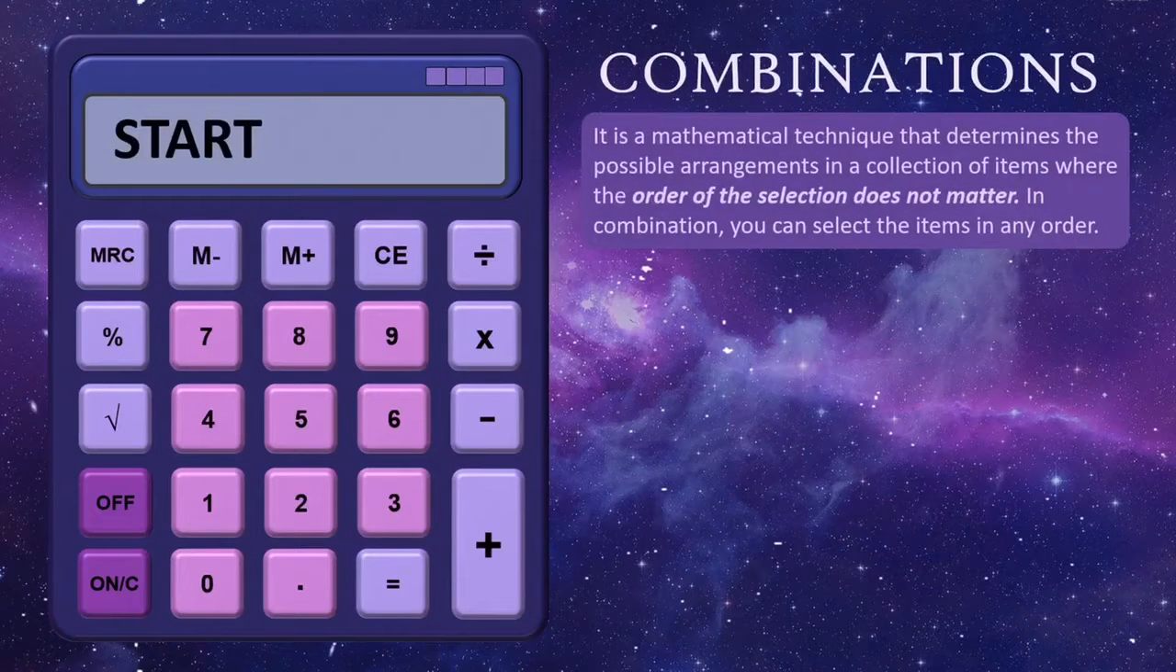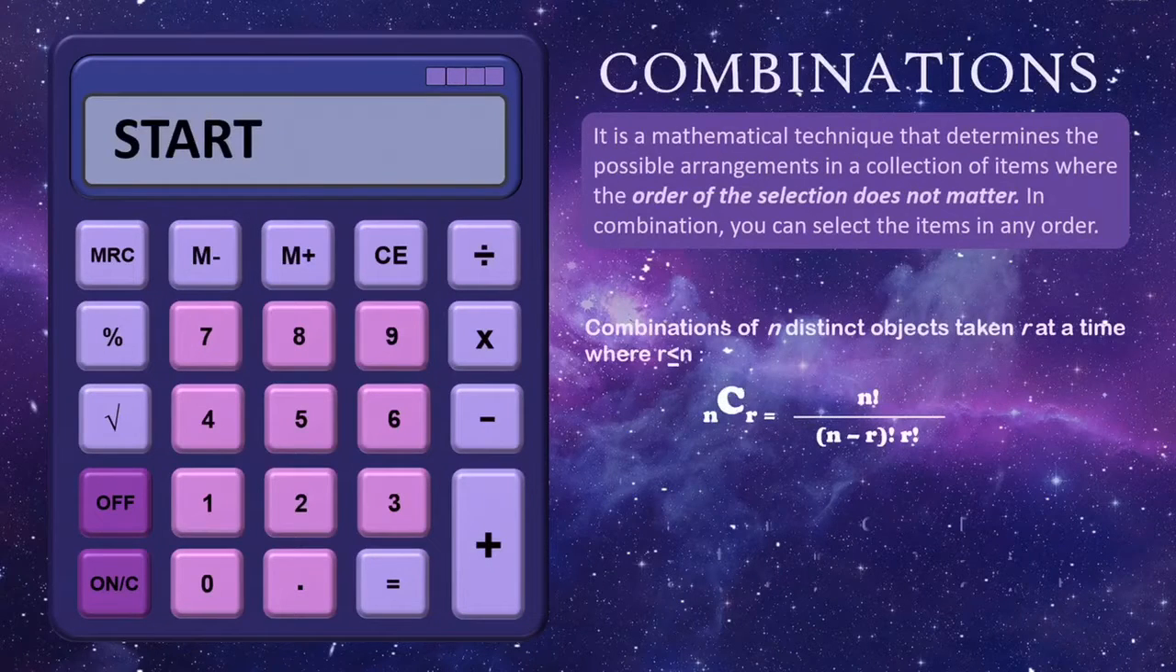Combination is a mathematical technique that determines the possible arrangements in a collection of items where the order of the selection does not matter. In combination, you can select the items in any order. Combination of n distinct objects taken r at a time, where r is less than or equal to n.